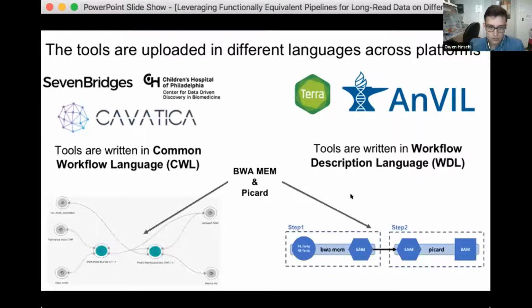So for example, tools like BWA-MEM and Picard both exist on each platform, but may differ in their version and the resulting output using the same input and the same parameters. Along with this and the continually increasing use of long read sequencing technologies, we wanted to test the functional equivalence of long read sequence aligners and structural variant callers on both the Cavatica and Terra platforms.